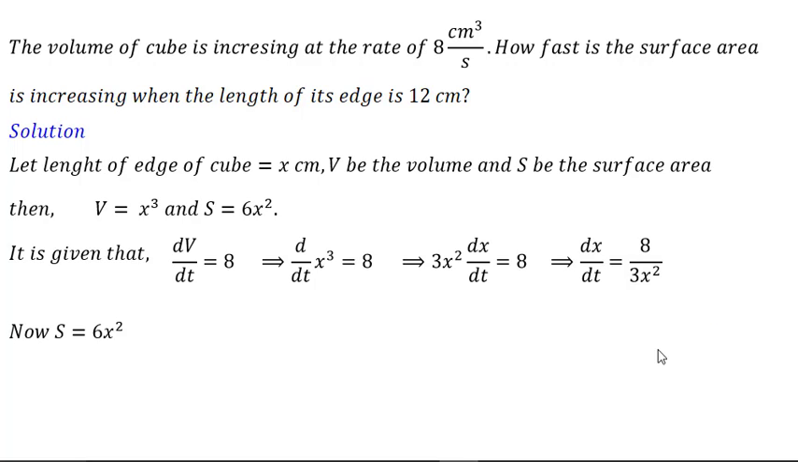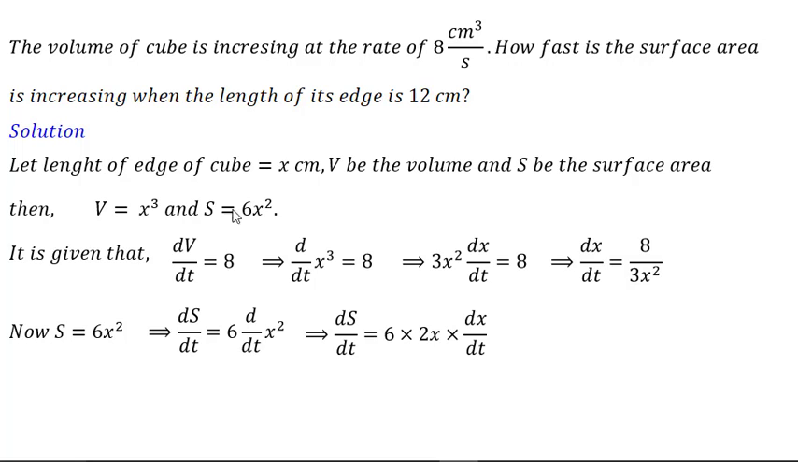Now let us find ds upon dt. So s is 6x square. This gives me ds upon dt as 6 into d upon dt of x square. Again, as x square is a composite function of time, we say that ds upon dt is equal to 6 into 2x, derivative of x square is 2x, into dx upon dt. Now the value of dx upon dt we have already found here, which is 8 upon 3x square. So we replace this dx upon dt by 8 upon 3x square and simplify. The simplification gives me ds upon dt as 32 upon x.